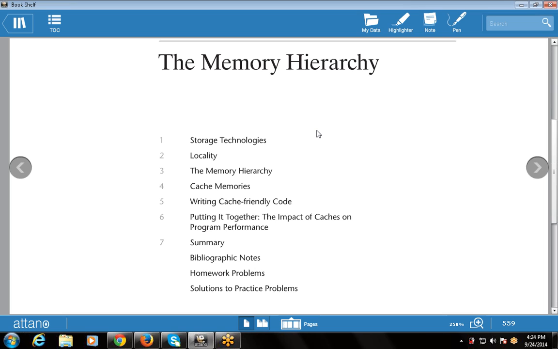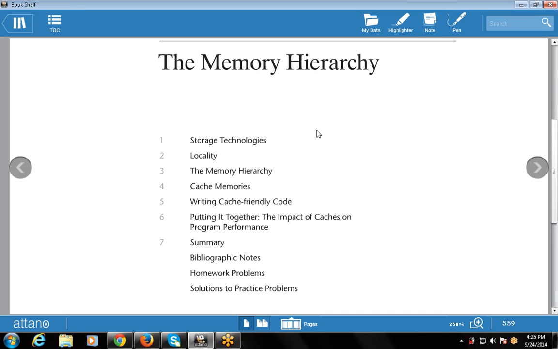Then memory hierarchy: what is the hierarchy of the memory, how we can differentiate between the memories, which memory has the highest priority, which memory has a low priority. So these are the memory hierarchy topics.